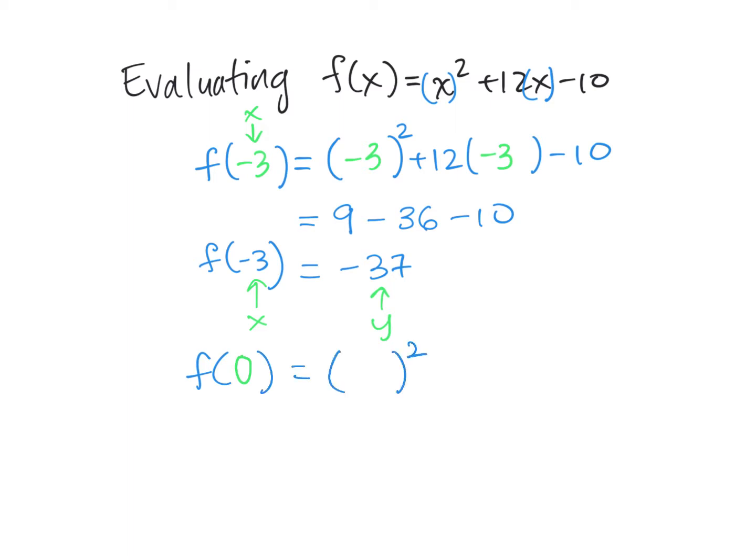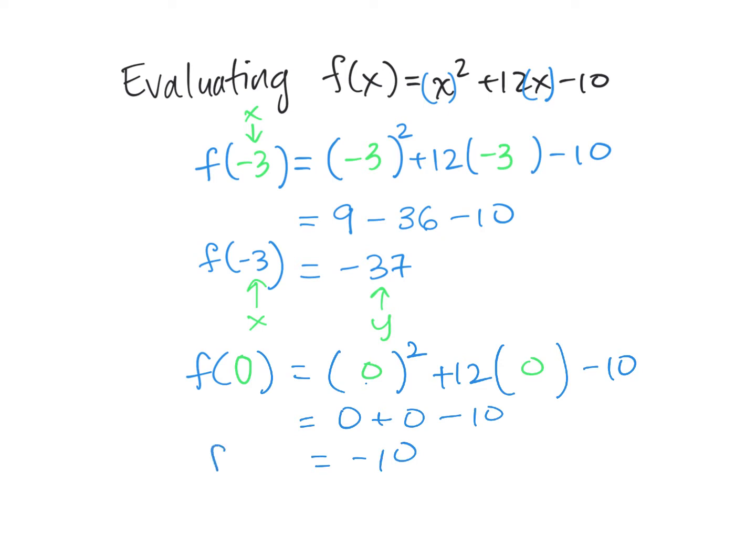this is what my function does to inputs. It squares things, and then it adds to that 12 times that input, and then it subtracts 10. So this time, what number am I plugging in? I'm plugging in 0, there, there. And so on the right-hand side, I'm just going to evaluate using my order of operations. 0 squared is 0, plus 12 times 0 is 0, minus 10, and that equals, of course, negative 10.